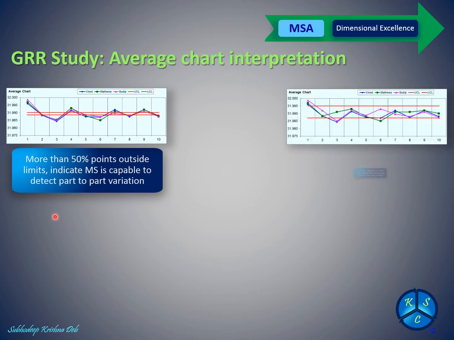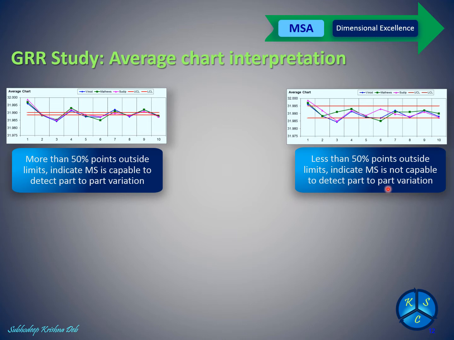Now this is the opposite case scenario where less than 50% points are outside the control limit. See here the control limits have widened, so most of the readings have come within the control limit. This indicates that the measurement system is not capable to detect the part-to-part variation. So we need to do some improvement for the measurement system so that it is able to detect the part-to-part variation.